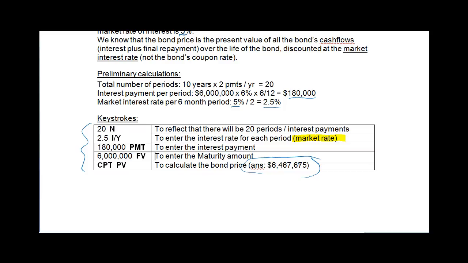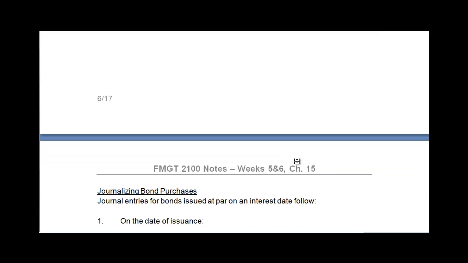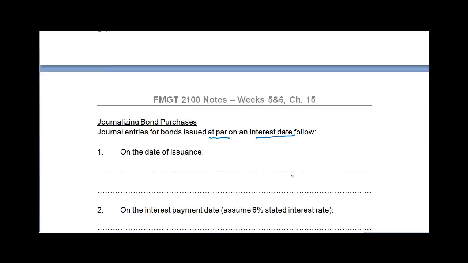Okay, so a corporation decides to issue bonds. They go and print them up. They sell them in the marketplace. A lot of other kind of good stuff. How do we go about actually doing the journal entries to record this? So let's take the simplest example, which is bonds issued at par and on an interest date. So they're issued on the date, or 6 months from the very first interest payment.